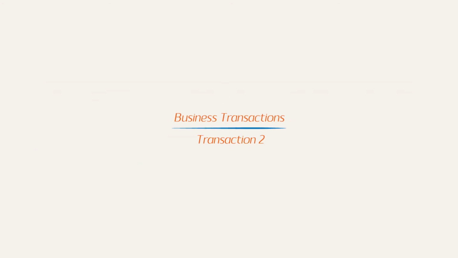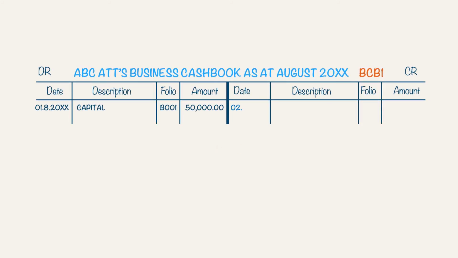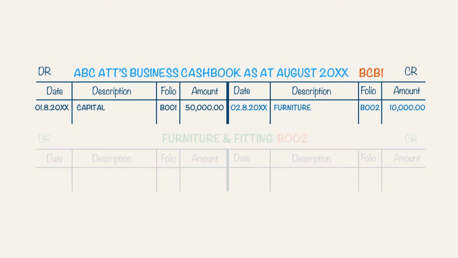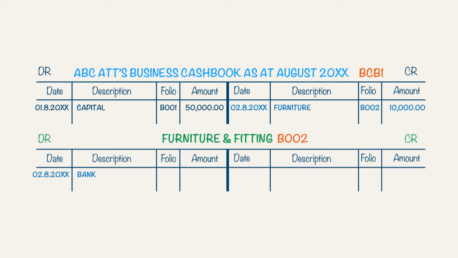Transaction 2. On 2 August 20XX, the firm purchased furniture using the business account debit card for 10,000 Rand. You credit the business cashbook as money has been paid out towards purchasing the furniture. You debit the furniture account as the furniture purchased is an asset to the firm. You record the date, the description, the folio, and the amount accordingly.